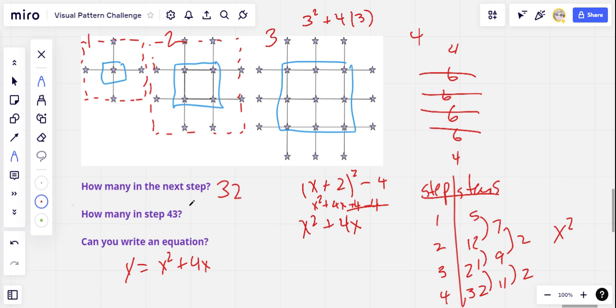Now to calculate the number of stars in step 43, we're going to plug 43 in for x. So y equals 43 squared plus 4 times 43. And 43 squared is 1849. 4 times 40 is 160. 4 times 3 is 12, so 172. And let's see, that is 2021. So at step 43, we should have 2021 stars.